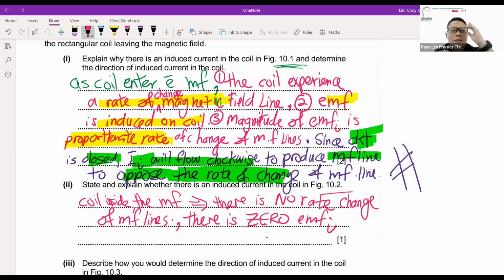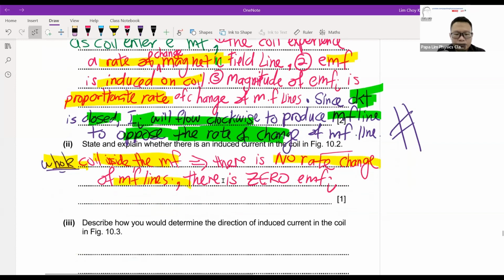So that's why we can safely say that when the coil is in figure 10.2, while the coil is inside the magnetic field, when the whole coil is inside the magnetic field lines, you will find that there is no rate of change of magnetic field lines, and therefore it is 0. Okay, so this is what we mean by 10.2.